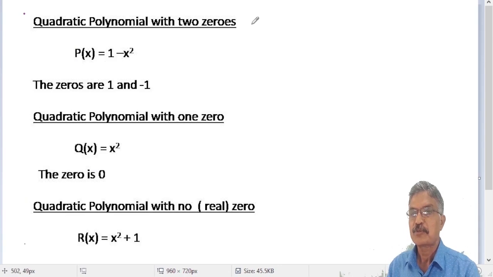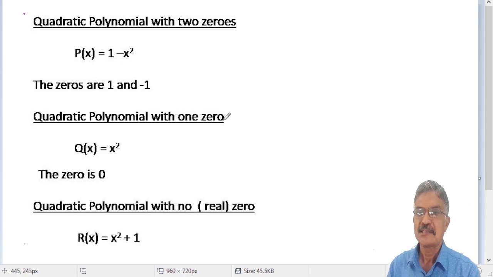Here is an example of a quadratic polynomial with two zeros. p(x) is equal to 1 minus x square, or we can write it as x square minus 1. The zeros are 1 and minus 1. At these two values of x, the polynomial becomes 0. Then a quadratic polynomial with only one zero, p(x) is equal to x square. When x is equal to 0, the polynomial becomes 0. It has only one zero.